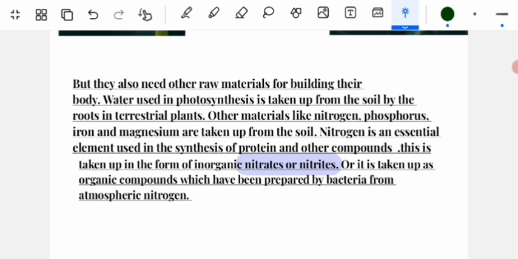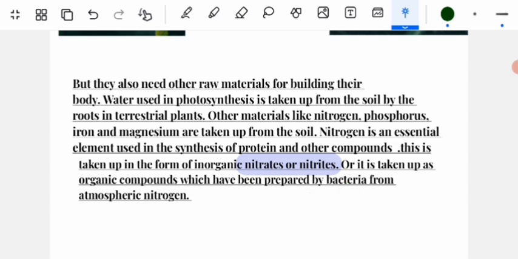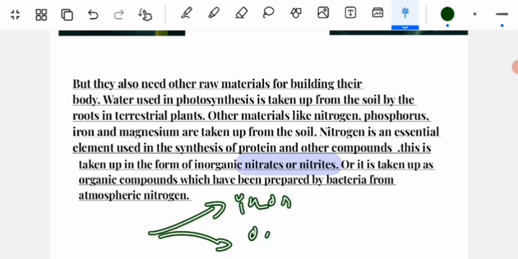In the NCERT, they have mentioned that nitrogen is helpful in the synthesis of proteins and other compounds. That you have to remember. Here the nitrogen can be obtained in inorganic form and also in organic form. Inorganic form, how?